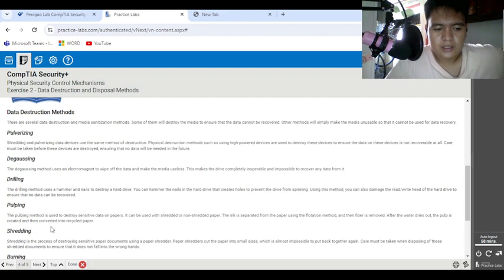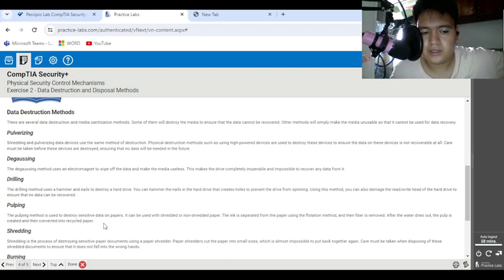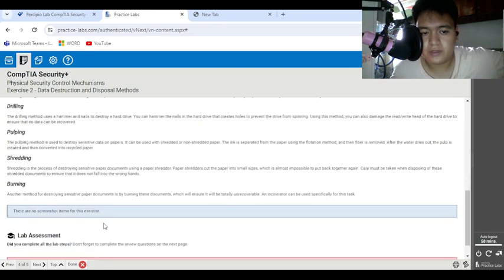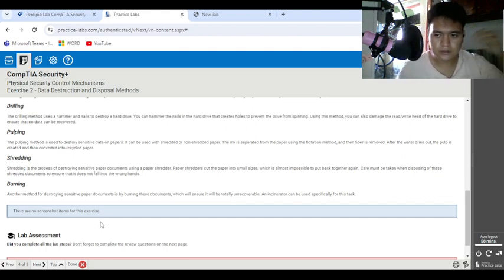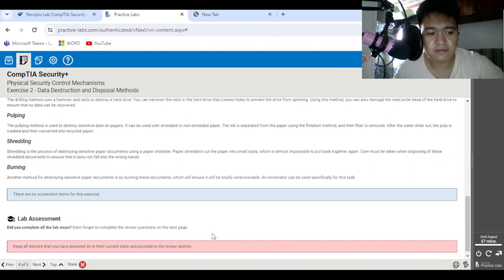Pulping is used to destroy sensitive data on paper. It can be used with shredded or non-shredded paper. The ink is separated from the paper using a chemical method. Shredding is the process of destroying sensitive paper documents using a paper shredder. Burning the documents will ensure total destruction and no recovery. Incinerating can be used specifically for this task.